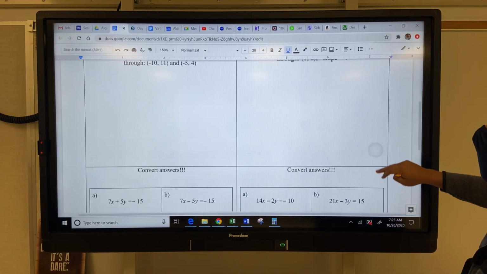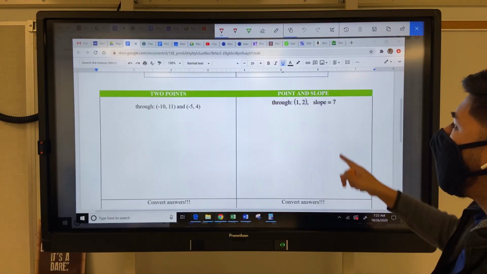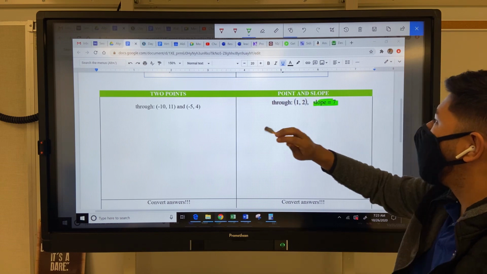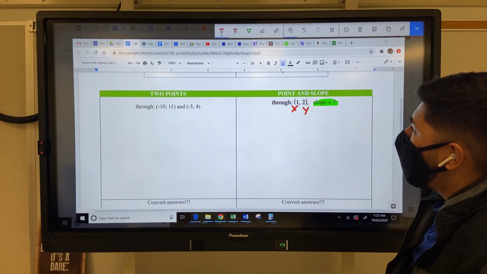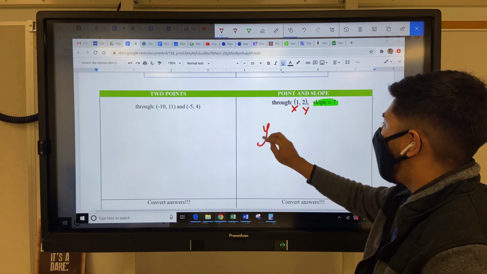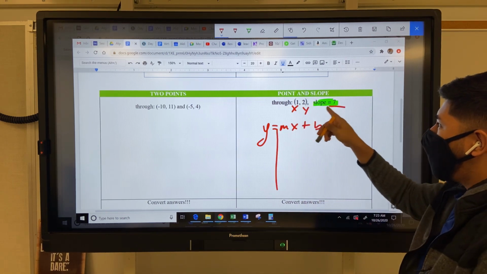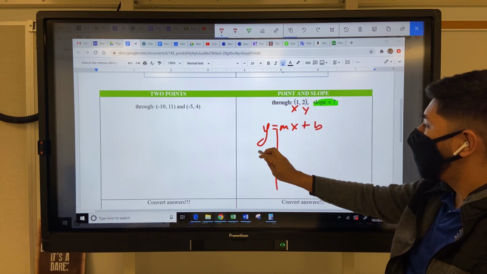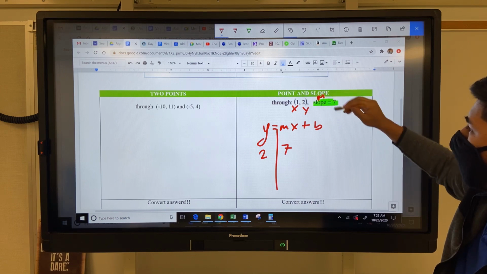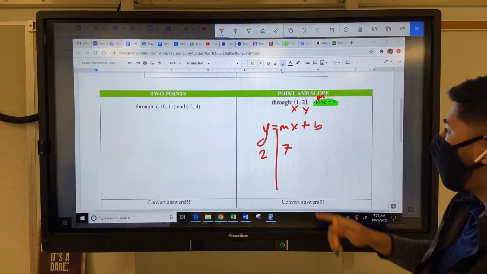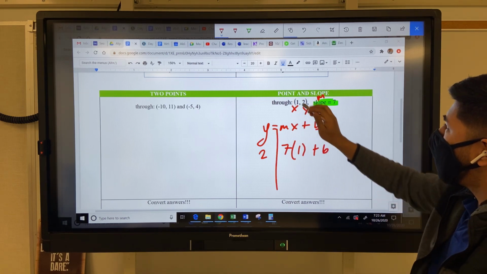That's all I have. This is with a point and a slope. Right here, they already gave me the slope, so I have something to work with. So now I just need to solve. Let's label x, y. Y equals mx plus b. Who's my y value? 2. M is 7. Remember, slope is my m. Forgot to label, but that's okay. X is 1 plus b. And then we solve.